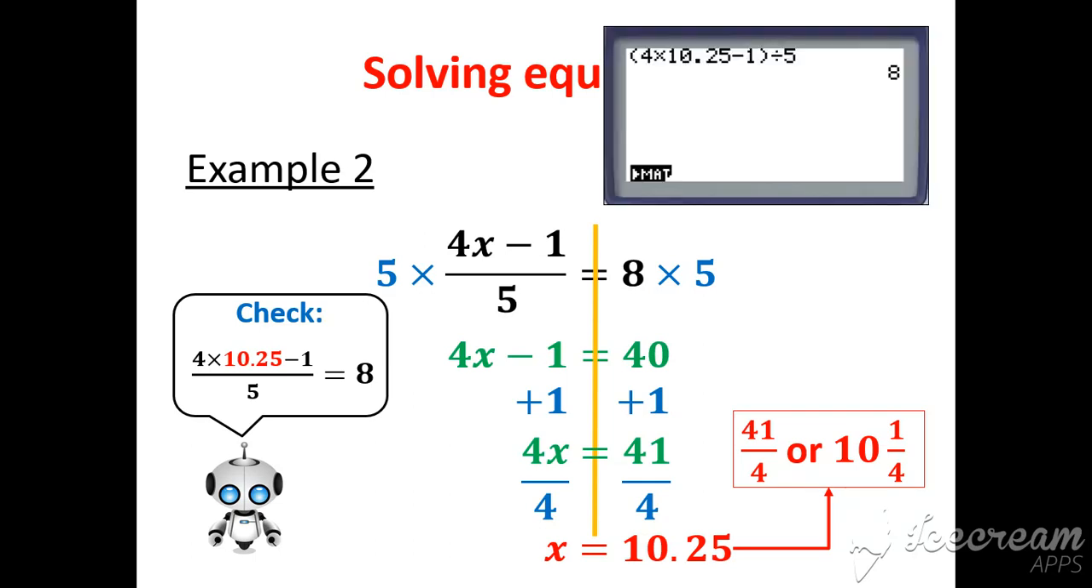But when you do it on the calculator, please put brackets. Go bracket 4 times 10.25 minus 1, close bracket, and then divide it all by 5, and you'll get the answer of 8, which proves x is equal to 10.25.